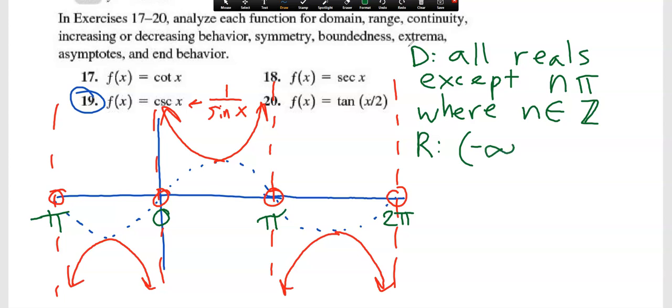Negative infinity to what? Negative 1. Bracket or parenthesis? Bracket is correct. It comes all the way and touches negative 1. That's why it's really kind of important to have the basic idea of what the sine function looks like. Okay, what's the other part? Thank you.